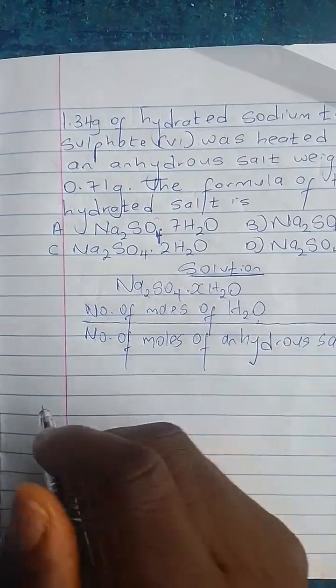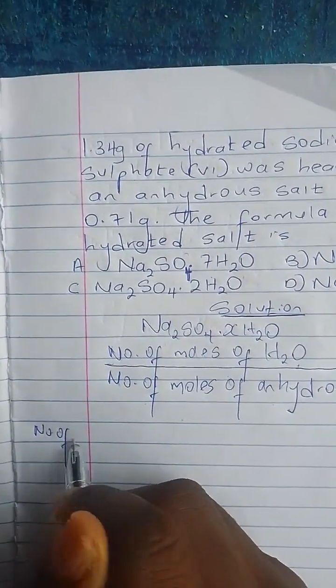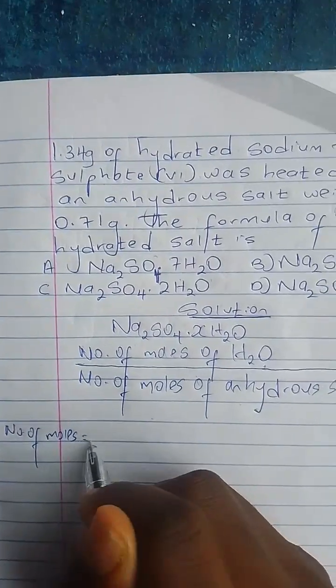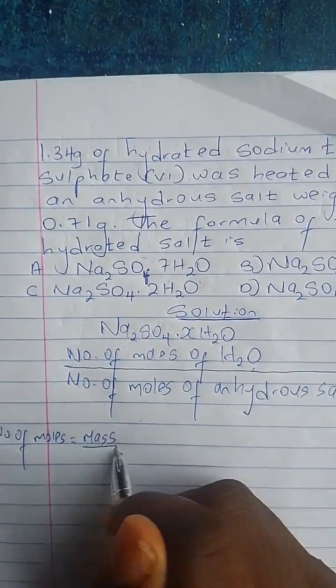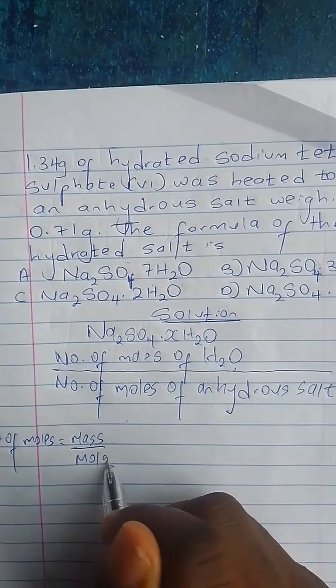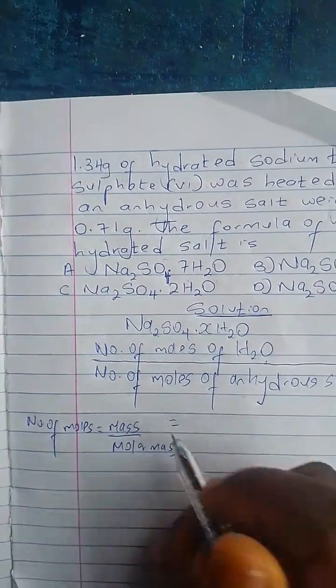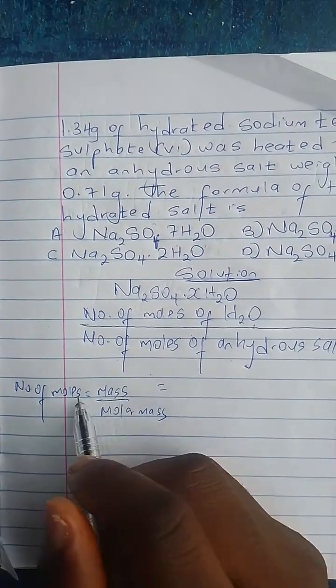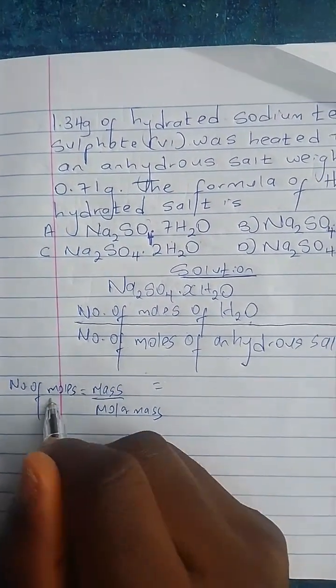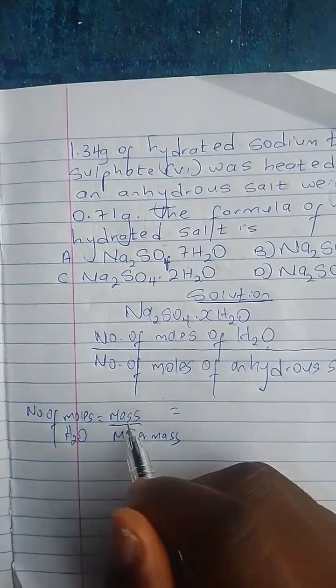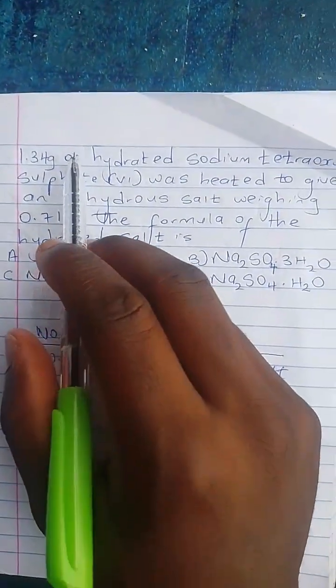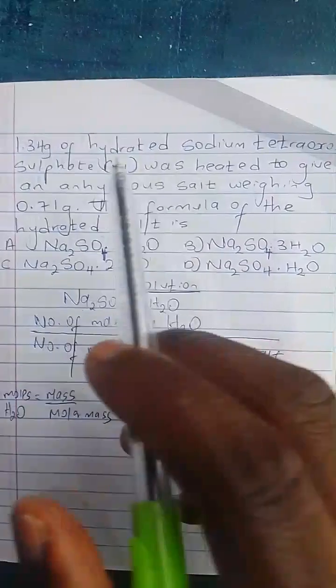Now, number of moles of water. We all know that number of moles is equal to what? Mass over molar mass, right? Now all we just have to do is find the mass of what? Of water. Now, how do we find the mass of water? It was given indirectly in the question. That's why you have to understand it.